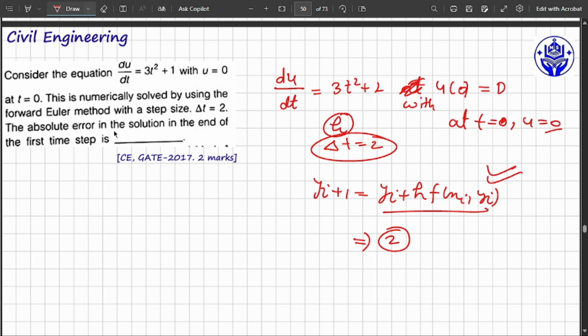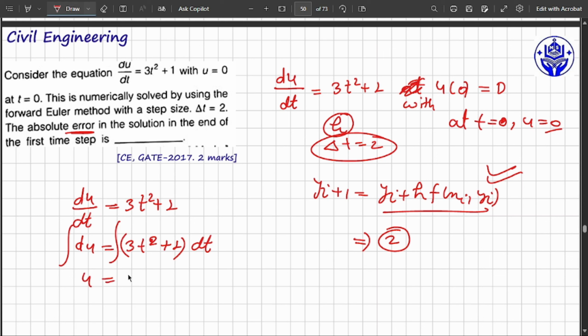Now, what is the absolute error? So it is du/dt = 3t^2 + 1, and you will have to find the analytical solution. It is just the variable separation method: du = (3t^2 + 1) dt. On integrating both sides, u = 3t^3/3 + t + c, so u = t^3 + t + c. Now, at t = 0, u = 0.